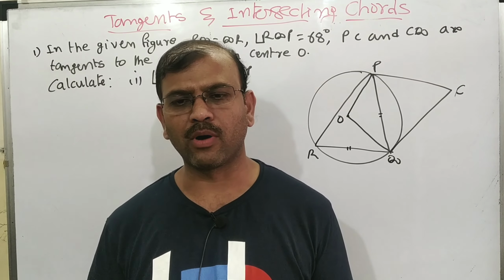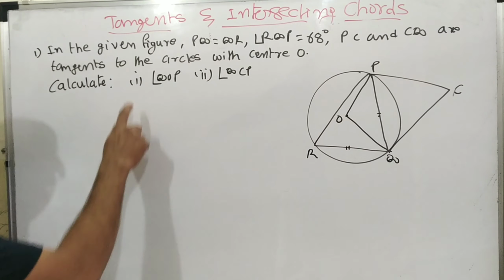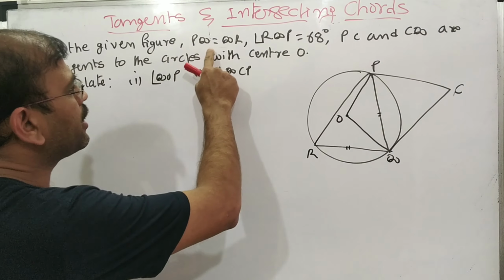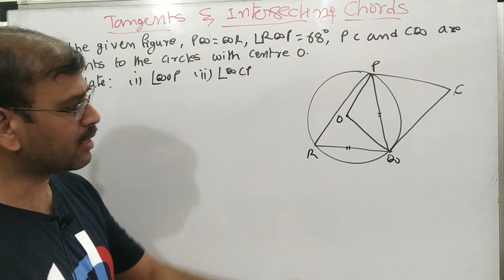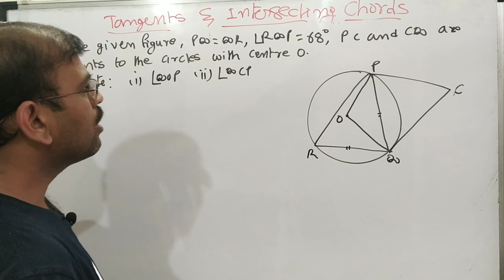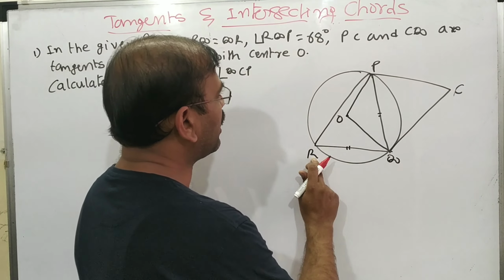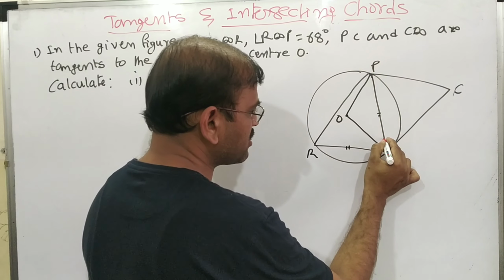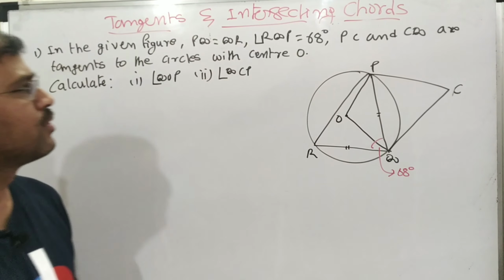Today I am going to explain one more sum from the tangents. Now look at here. In the given figure, PQ equal to QR. The length of PQ equal to QR. Already they marked it. So RQP is 68. So this angle is 68.